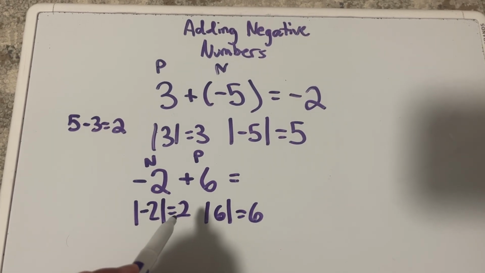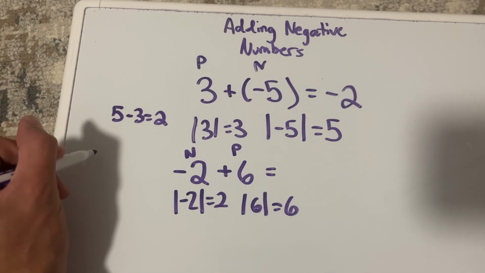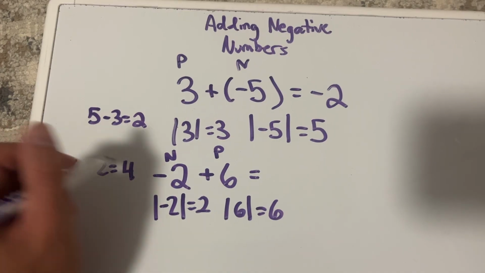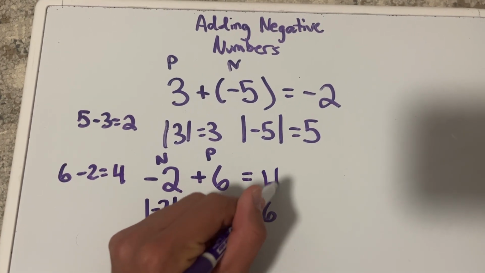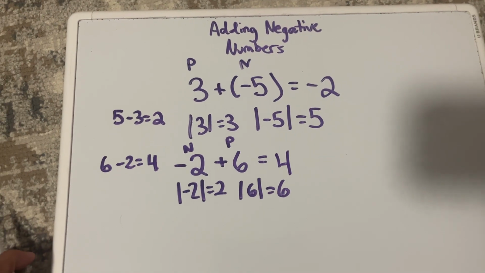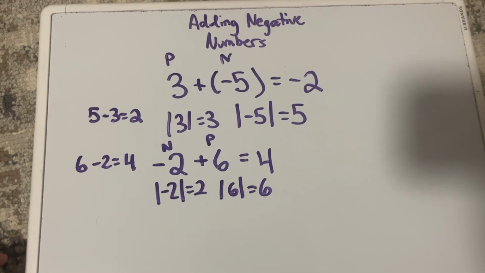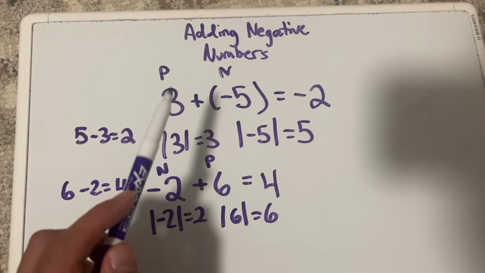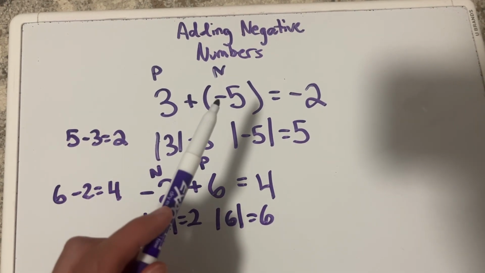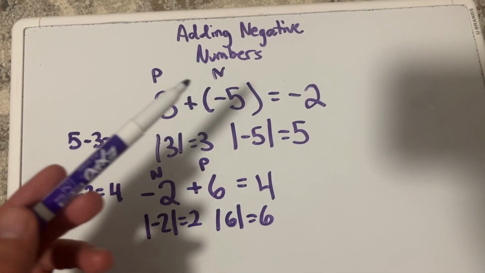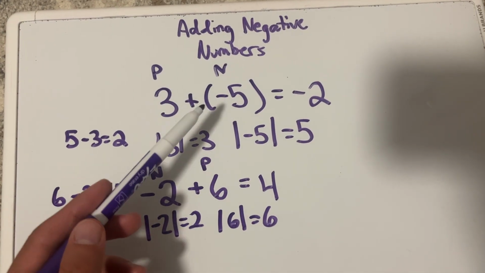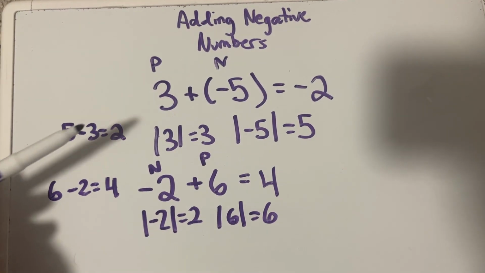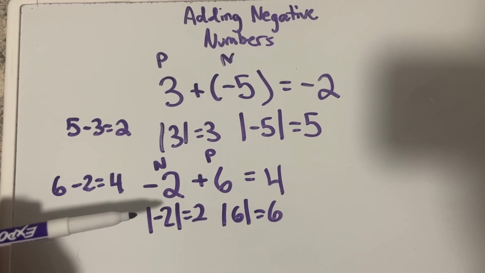And since they have different signs, I am going to subtract the absolute values. 6 minus 2 equals 4. That's going to be positive. So what we can gather is if we are adding two values with different signs, one's positive, one's negative, we are going to take the sign of the greater absolute value between the two numbers, and then we are going to subtract their absolute values.